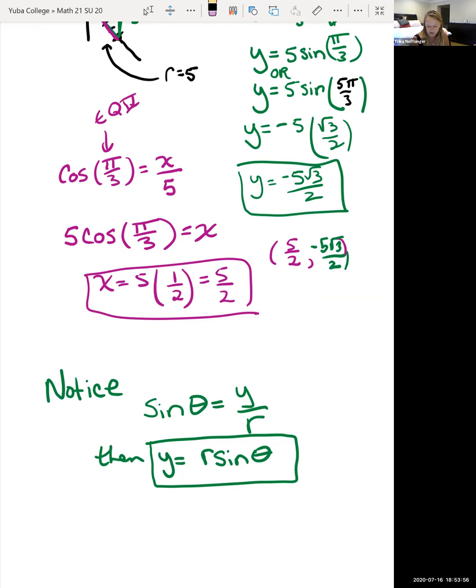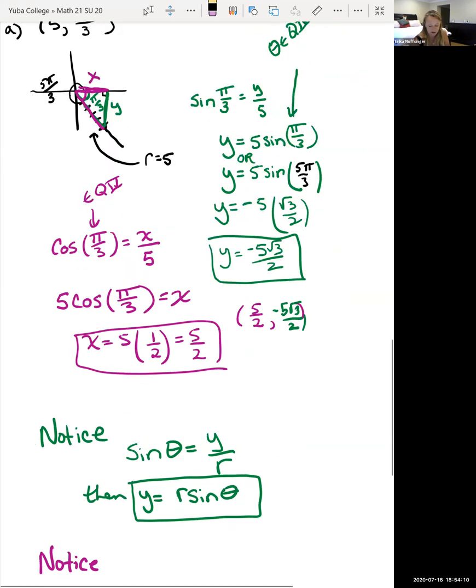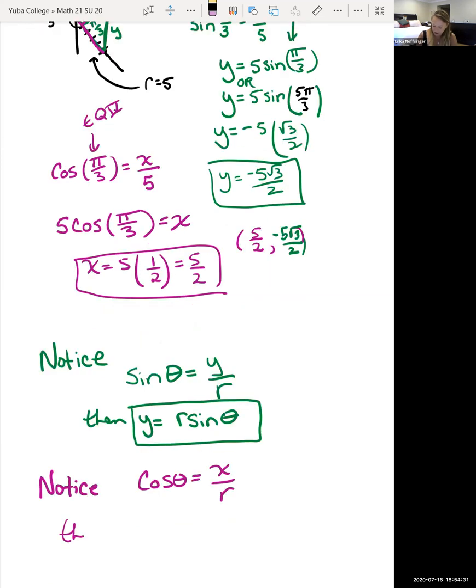Same sort of idea with our x value. If we go out our angle, form our triangle, to get this x value, doesn't matter where we are, to get that x value, it's always going to be the adjacent over hypotenuse. Adjacent over hypotenuse is going to be cosine. Cosine theta equals x over r. So x has to be, multiply both sides by r, r cosine theta.